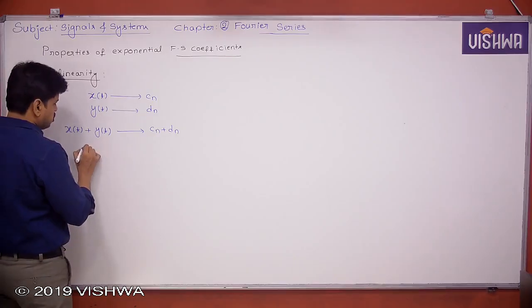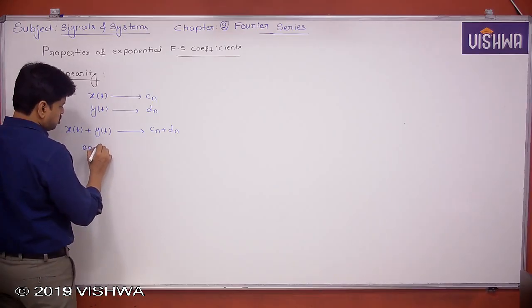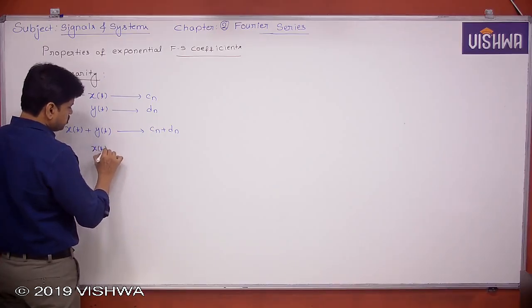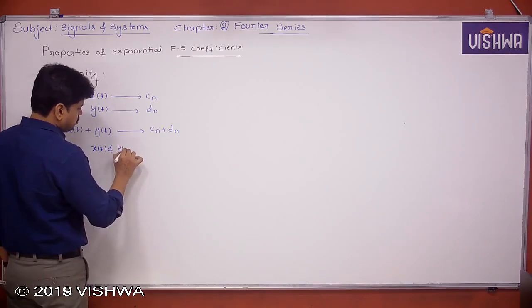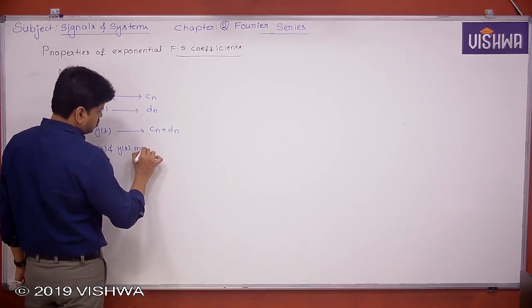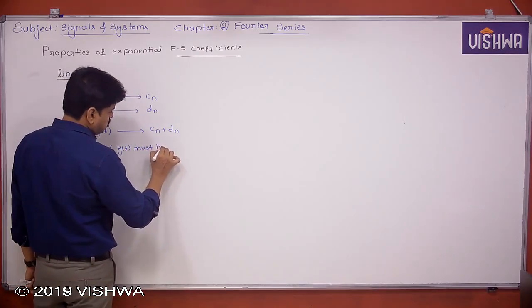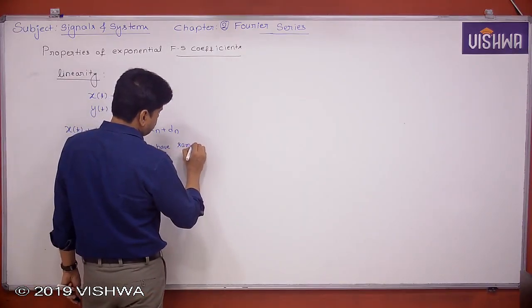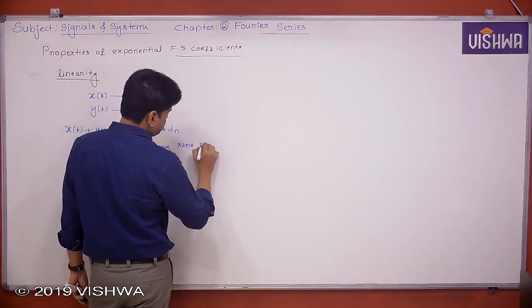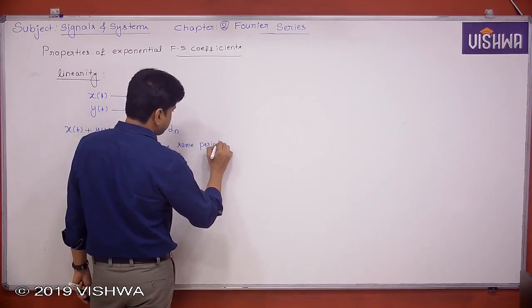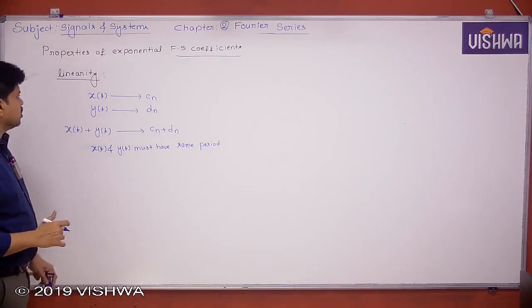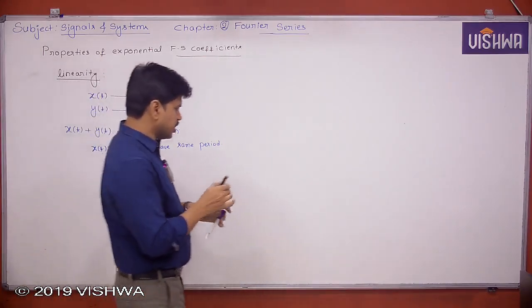So this is applicable only if x of t and y of t have the same period or the same frequency. This is a must and should. Okay. Next property, time reversal property.